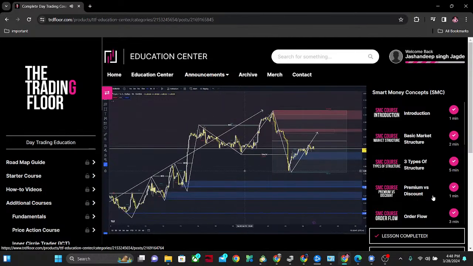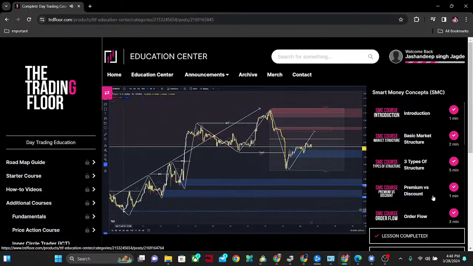Now, there are a bunch of smart money concepts indicators. I just picked a random one here and threw it up on the chart, and you can see pretty much all of my analysis is correct. We had a break of structure right here. We had a change of character right here.